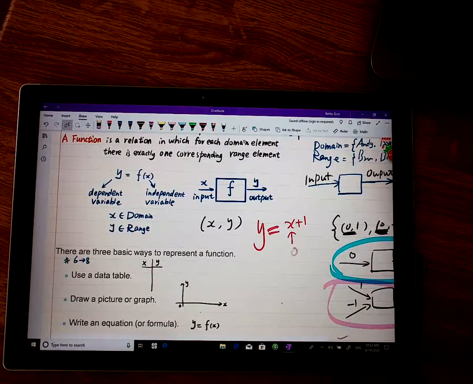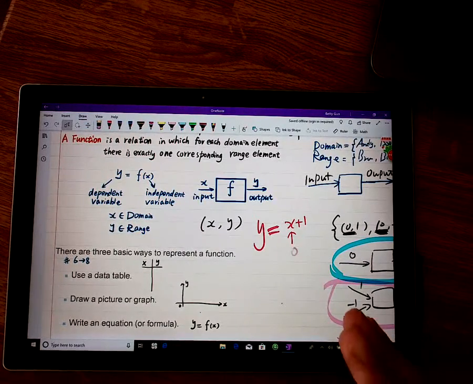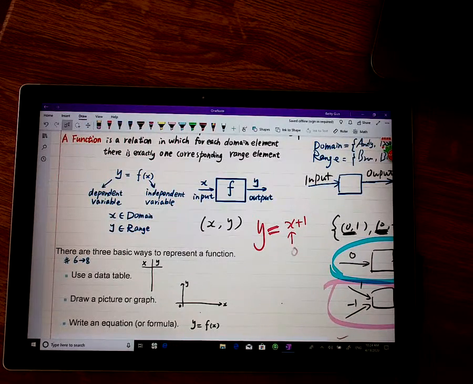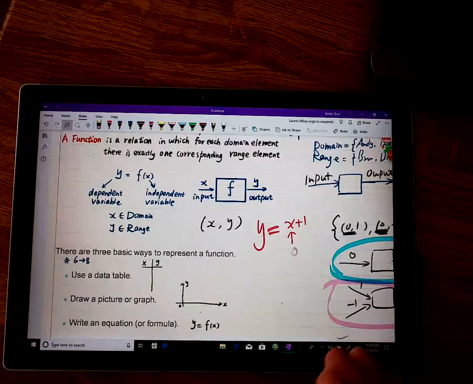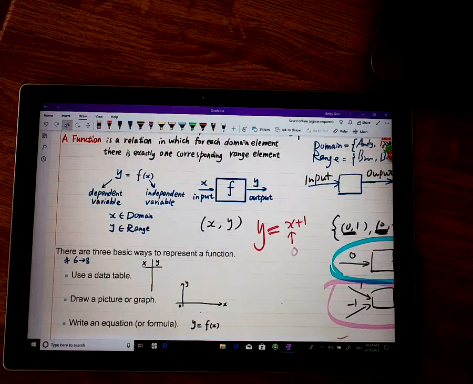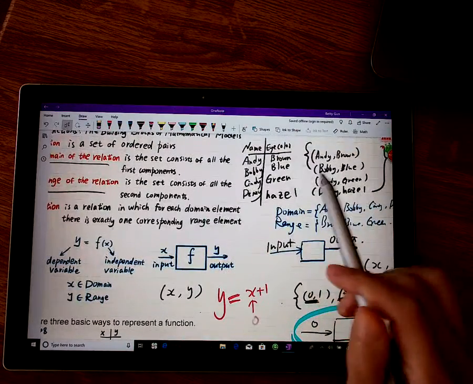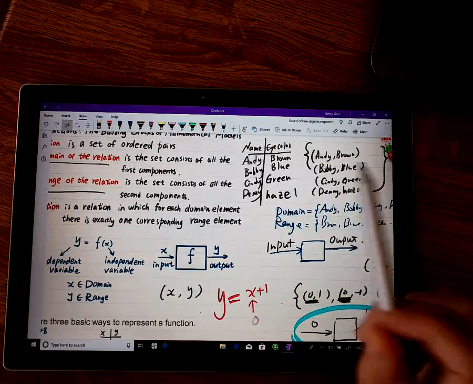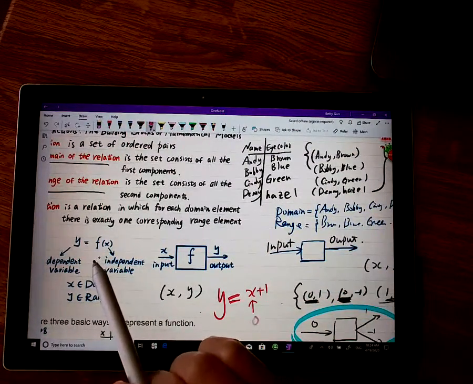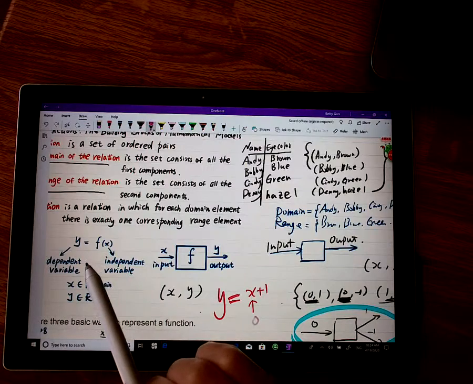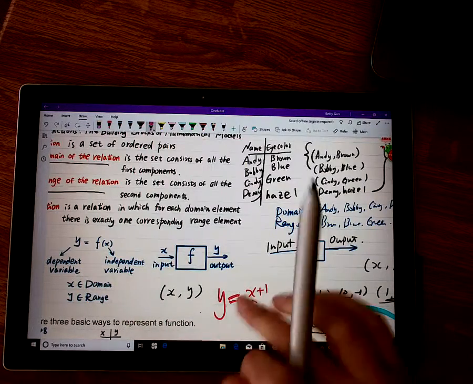You need to repeat that definition, that sentence, over and over until it really makes sense to you, until you see that sentence every time you see a table, a graph, or an equation that represents a function. Do you see what I'm saying?